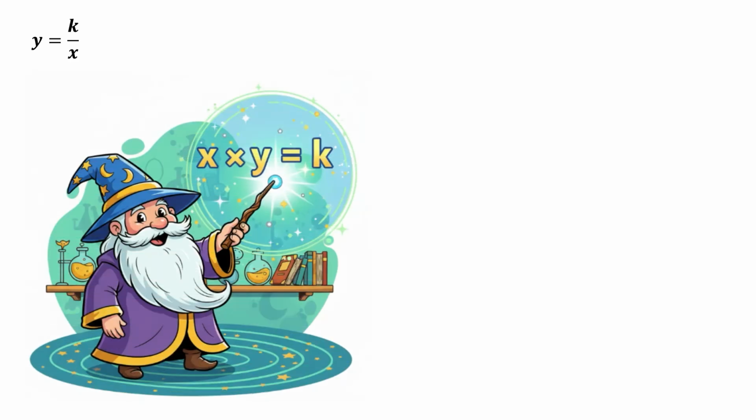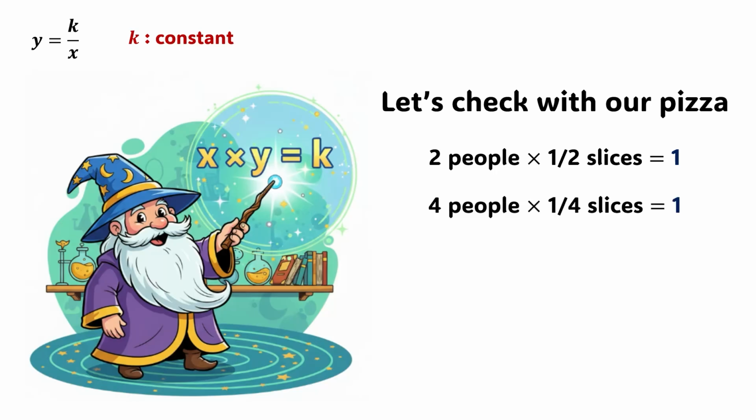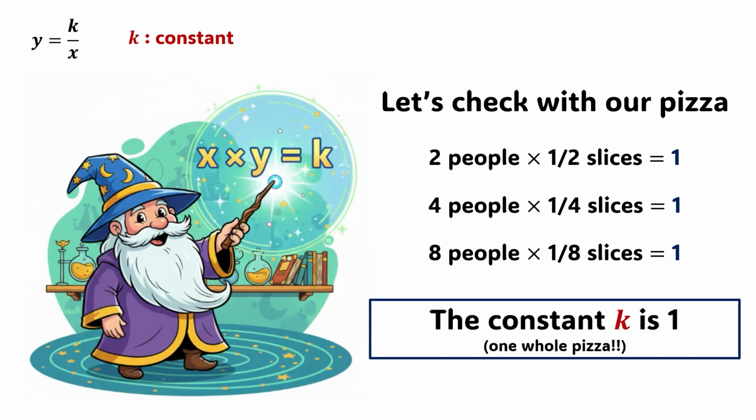So what is k? We can call it our magic number. It's a constant, which means it always stays the same. Let's check with our pizza party. Two people times one half a slice equals 1. Four people times one fourth of a slice also equals 1. And 8 people times 1/8 of a slice, you guessed it, is 1. Our constant k is 1 because we always have one whole pizza to share.